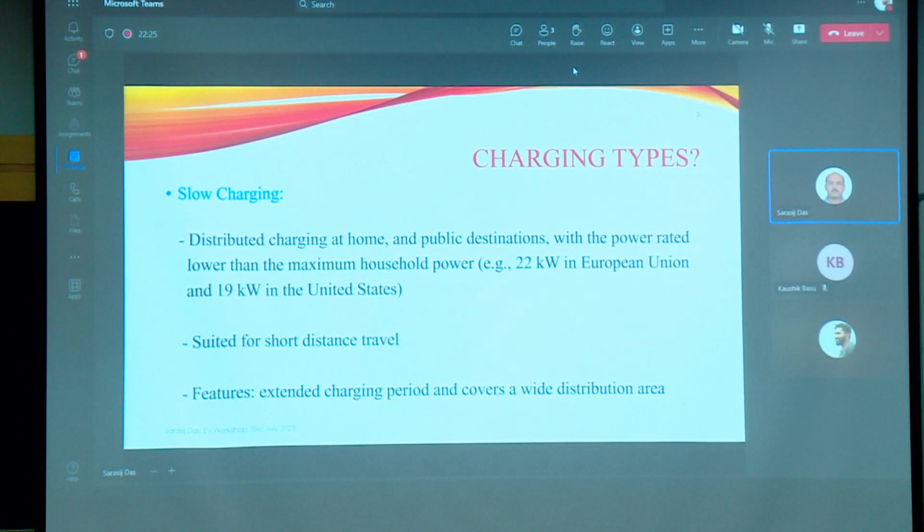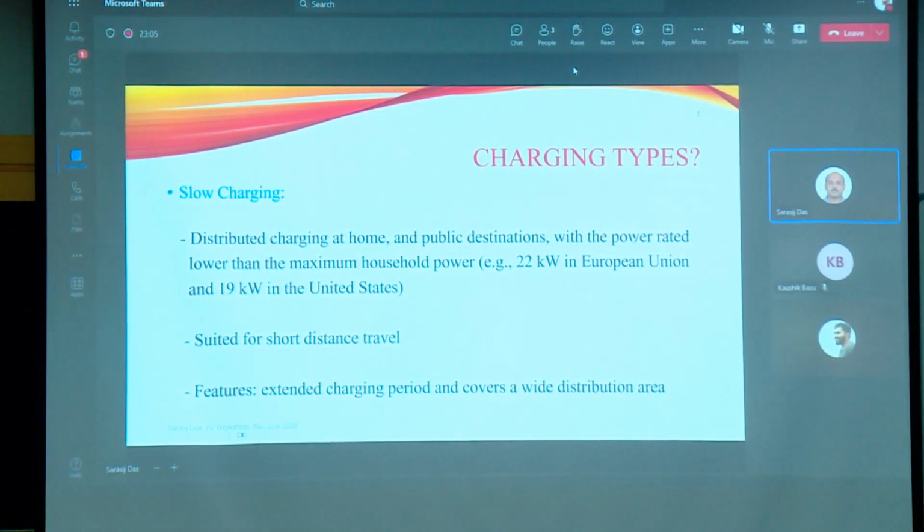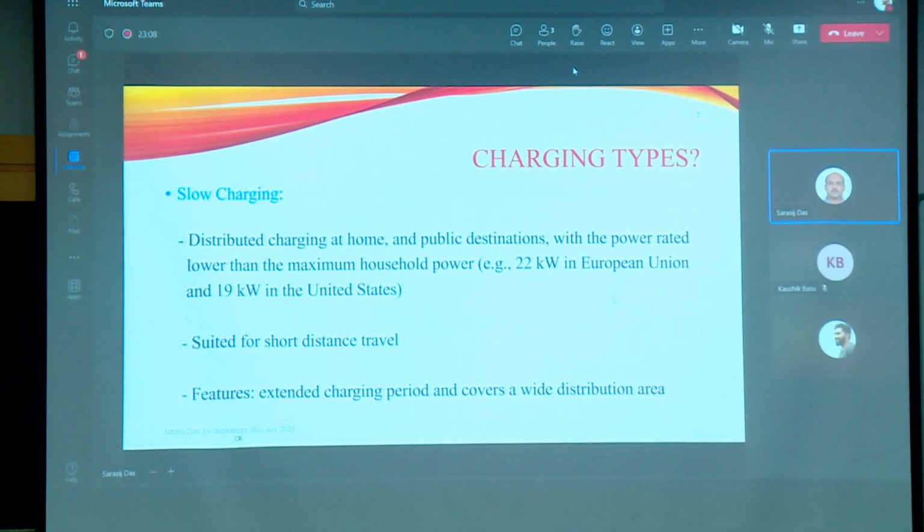It is usually rated lower than the maximum household power, which is 22 kilowatt in the European Union and 19 kilowatt in the United States. This kind of charger takes maybe 8, 9, 10 hours for charging the vehicle. As a result, they are mostly suited for short distance travel, because in long distance travel your charge is over and you cannot wait for such a long time to charge your vehicle. The main features of these chargers are an extended charging period, and usually they are installed in a wide area.